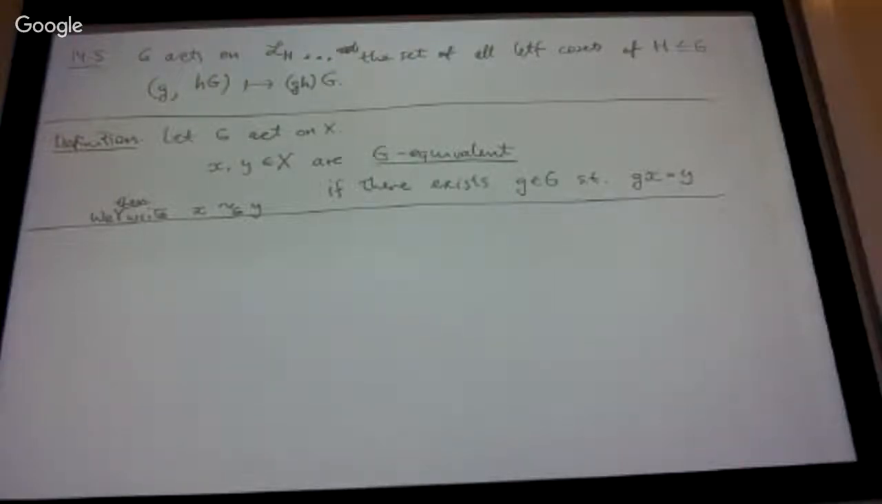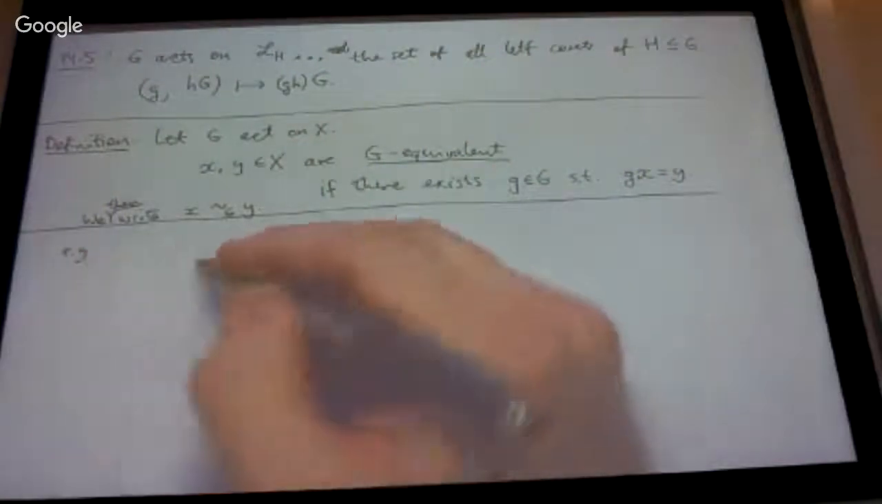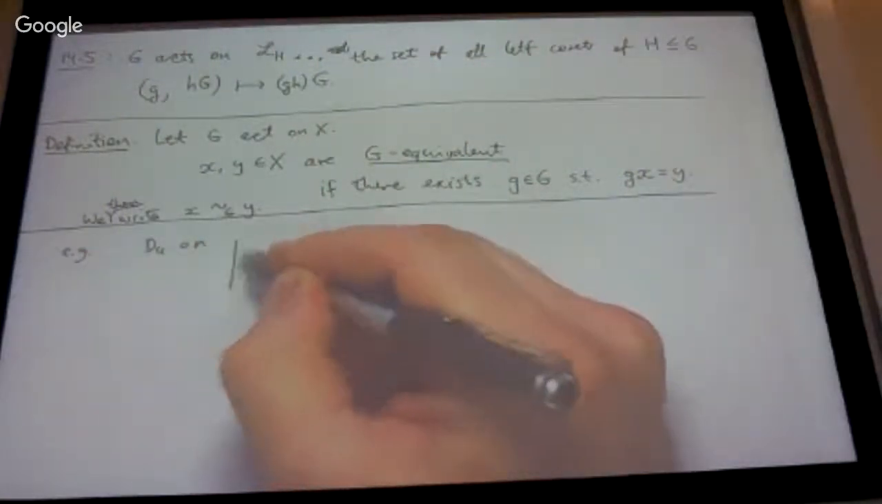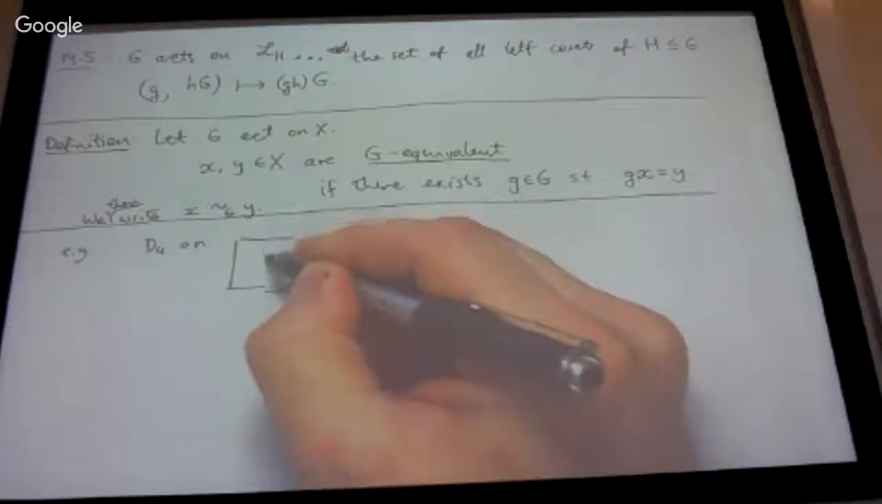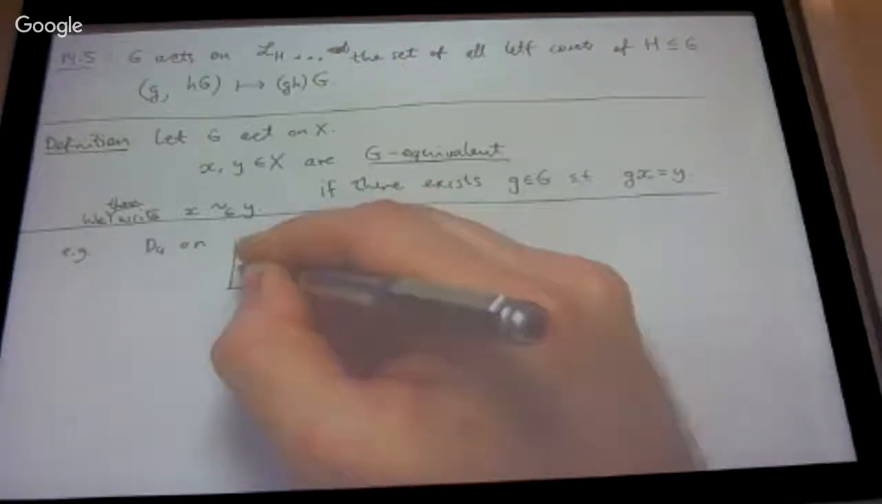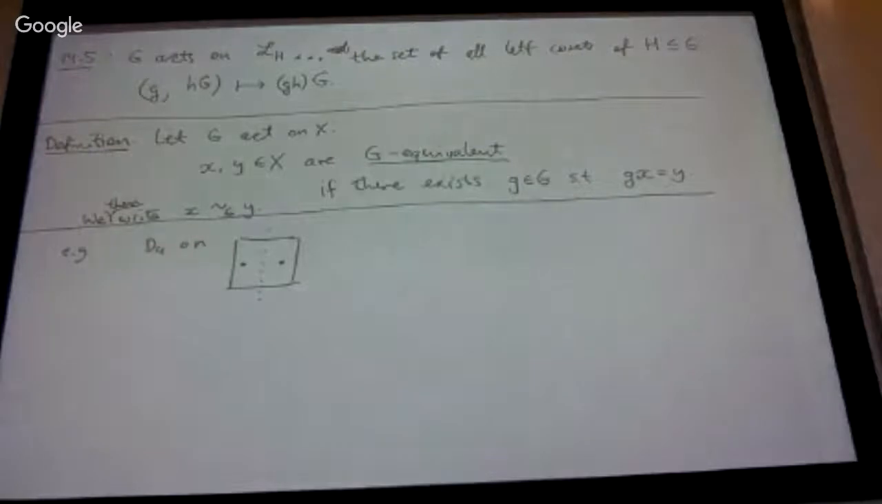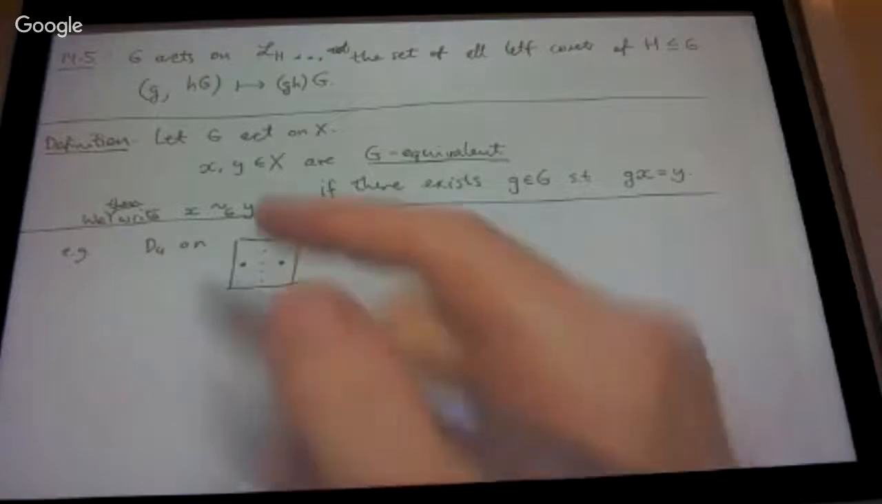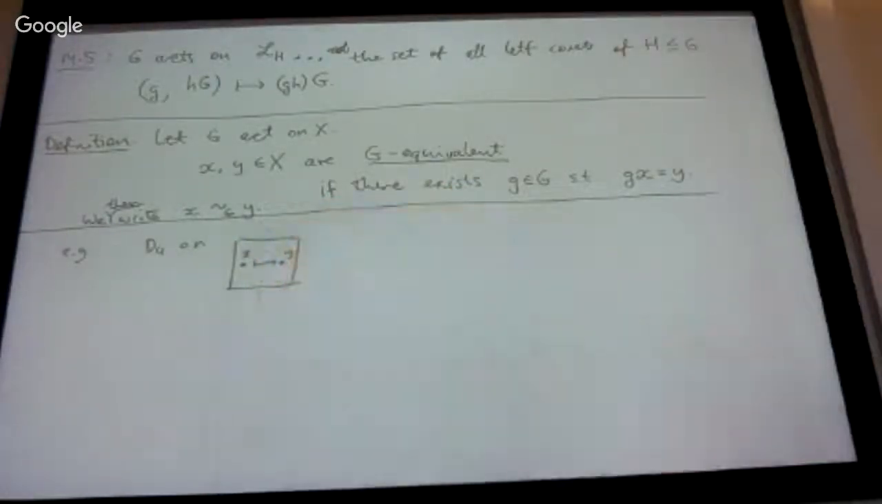For example, if you take this point and that point, which even though it doesn't look like it, have the same distance from the sides of the square, then the group element which reflects the square by the vertical axis moves this X to this Y, and therefore X and Y would be G equivalent, or D4 equivalent in this case. That's a very concrete example.